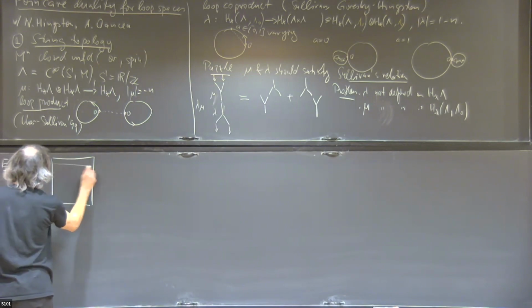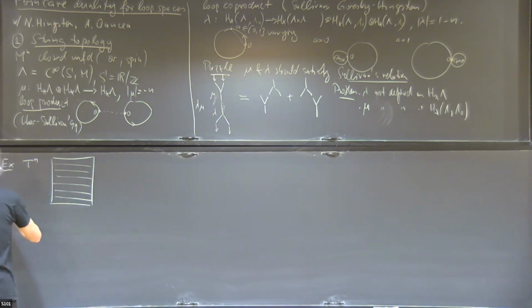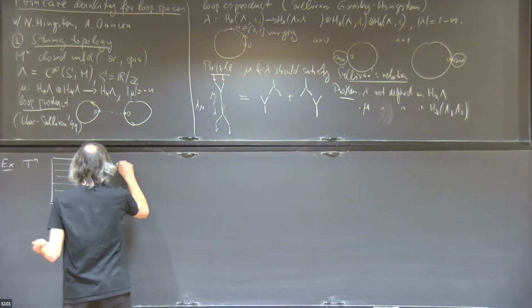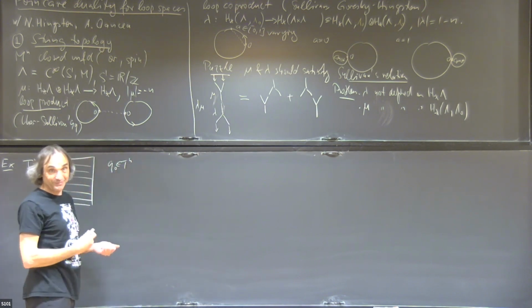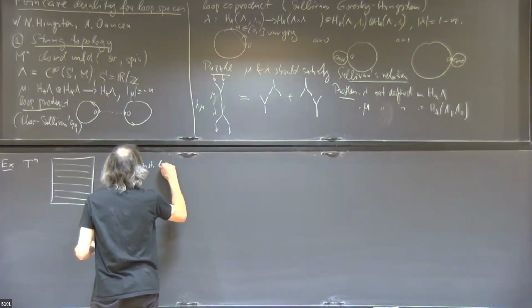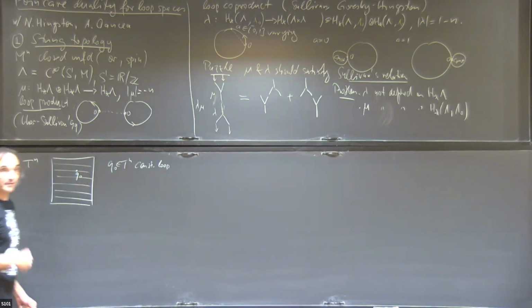Let me take... I want to define two homology classes. One homology class will just be q0, some base point, viewed as a constant loop, as a zero chain of constant loops in the loop space. And that gives me a homology class, a zero homology class.